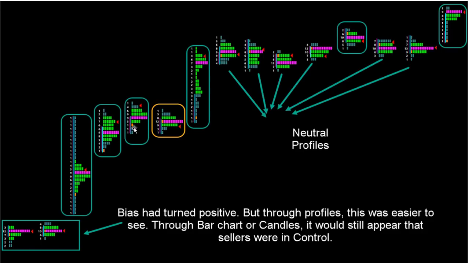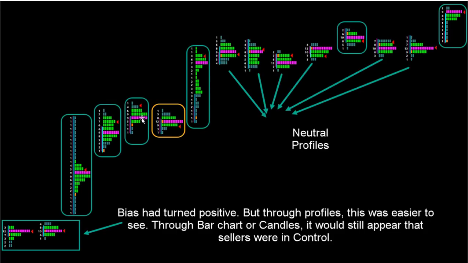Let's take up this profile. This opens within the value area of the previous profile and closes higher, again a bullish profile. This one is a bearish profile, but because the range extension is not that much, it's a very mild bearish profile. It opens in the value area of the previous profile and closes below it.